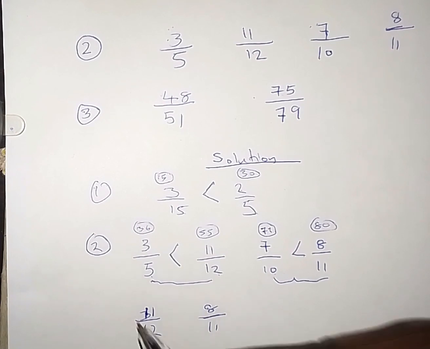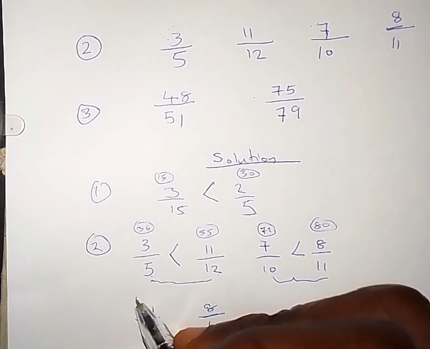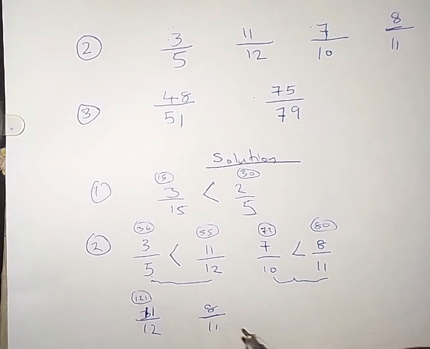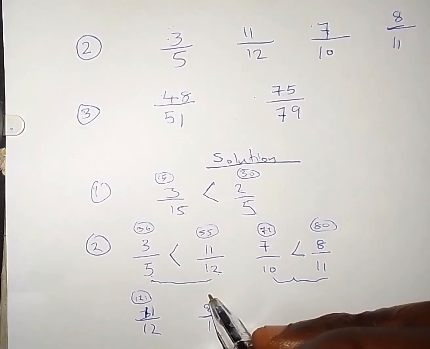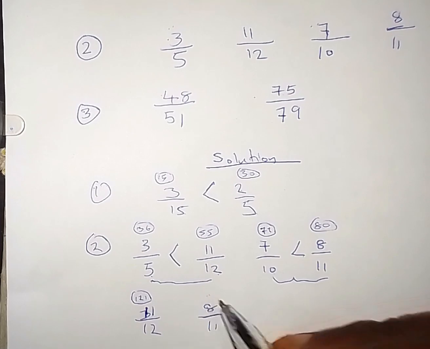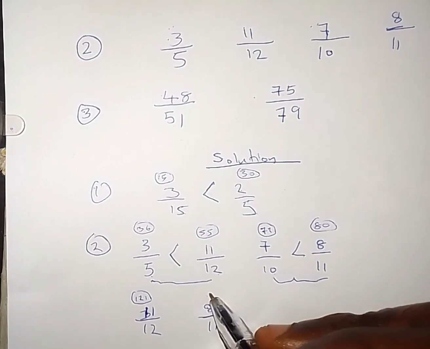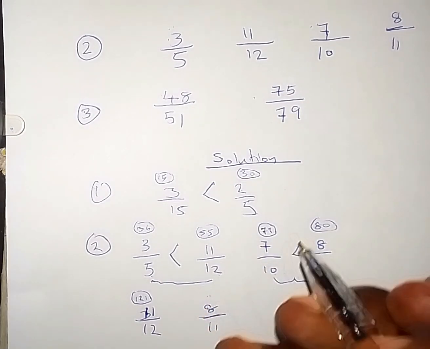So let's multiply 11 by 11. That is 121. Then 12 by 8. That is 96.